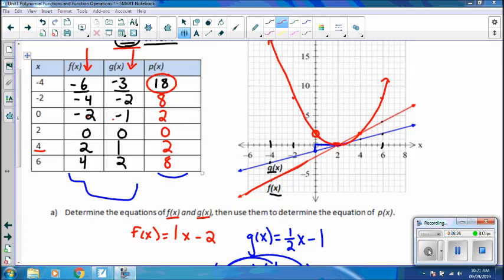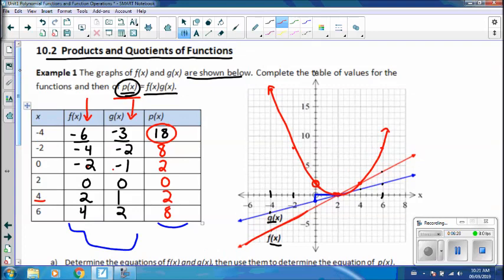And one other thing I wanted to show you about this is I've written p of x being f of x times g of x just together like that. That's one way you can write it. But we can also write a product function as f times g of x. And that means the same thing as f of x times g of x. So these are different notations meaning the same thing. You might see this, a filled in dot, that means multiplication.